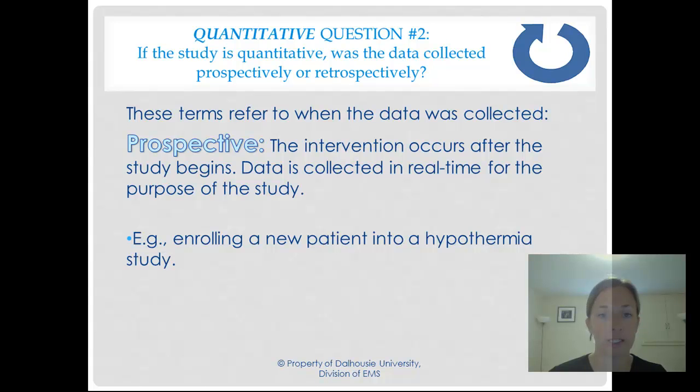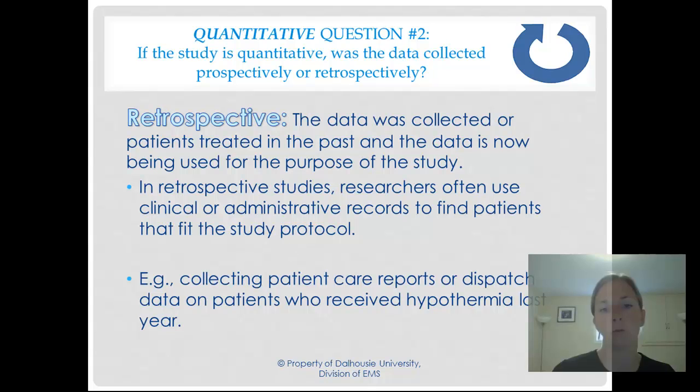Likely those paramedics had specific data collection forms that they had to fill out solely for the purpose of the study so that the researchers got exactly the information that they needed. Prospective studies are considered to be fairly rigorous because they are tailored specifically to the research question. Retrospective studies, in contrast, is usually when the data is collected or the patients were treated in the past and now the data is being collected for the study. So in retrospective studies, researchers often will use clinical or administrative databases to find patients that fit their study protocol.